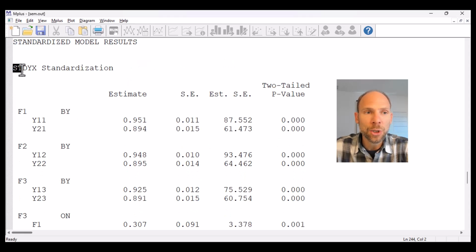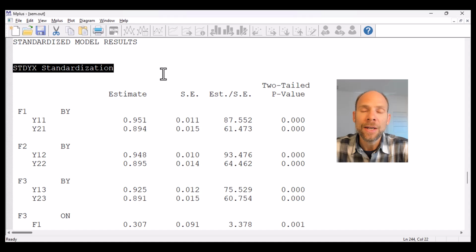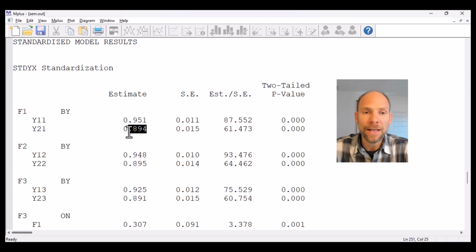And in this case, I chose the completely standardized solution, STDYX, where both the observed and the latent variables are standardized. In that situation, you can interpret the factor loadings as correlations between each indicator and its factor. So for example, the 0.951 loading of Y11 on F1 gives you the correlation between Y11 and F1, 0.951. So it's very strongly correlated, indicating that this is a highly reliable measure of F1.